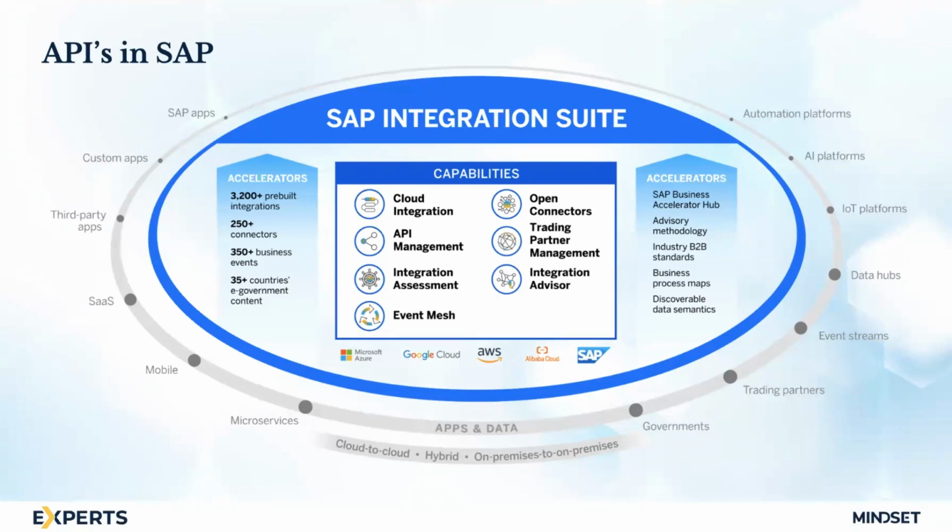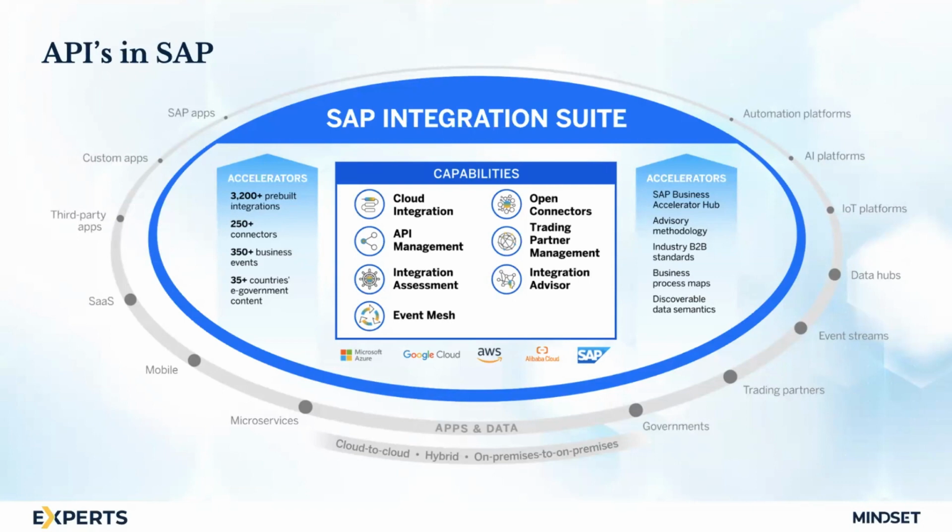There's Event Mesh, which gets into the event management capabilities I just described previously. They have open connectors to other platforms and hyperscalers that enable you to easily access APIs that are present there. They have trading partner management, which enables EDI and some very industry-specific capabilities for B2B connections. And Integration Advisor, which is an AI and machine learning capability to help advise on which integration style would be best for what you're trying to build.